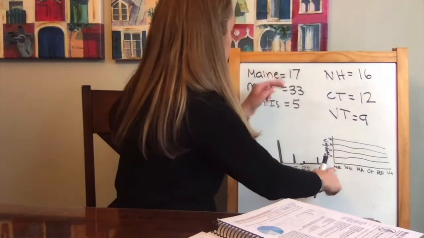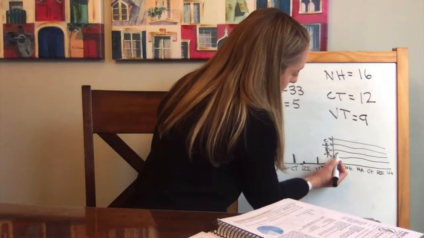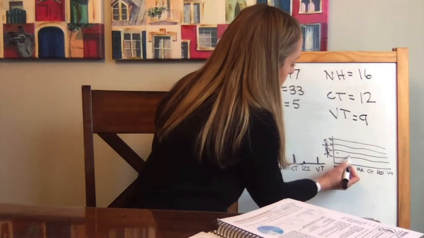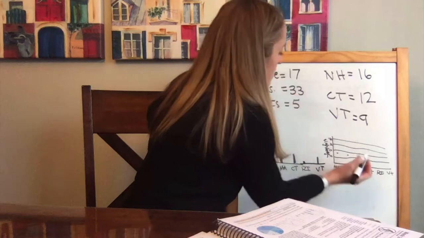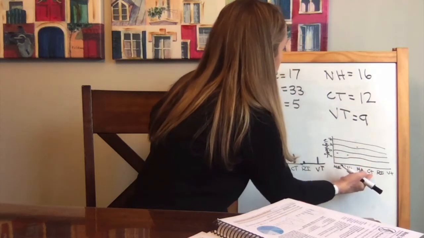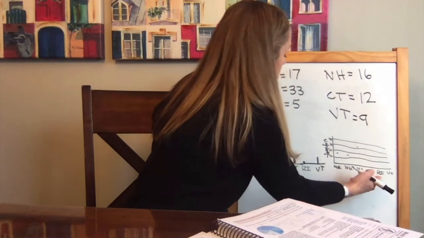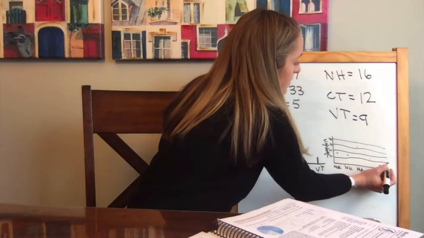So for Maine it was 17, so I'm going to plot my dot right about there. New Hampshire, 16. Massachusetts, 33, so I'm going to be right above that 30 line. Connecticut, 12. Rhode Island, 5, so right in the middle. Vermont, 9, right up under.